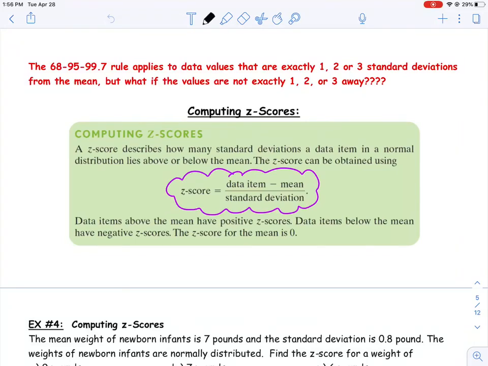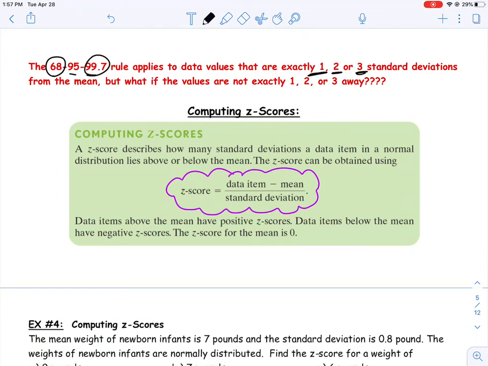Okay, let's continue our conversation in 12.4 about the 68, 95, 99.7 rule. We did a few examples in the last few videos where if we found out we had exactly one standard deviation away from the mean, about 68% of people fell in that category. If we have exactly two standard deviations away from the mean, 95% of the people fell in that category. And if there was exactly 3 standard deviations, then 99.7% of people fall in that category.